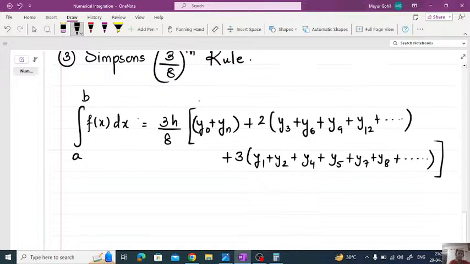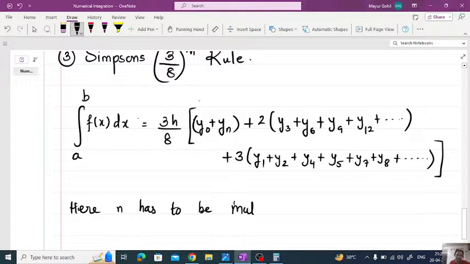Now the condition over here is that n has to be a multiple of 3. This is the condition.